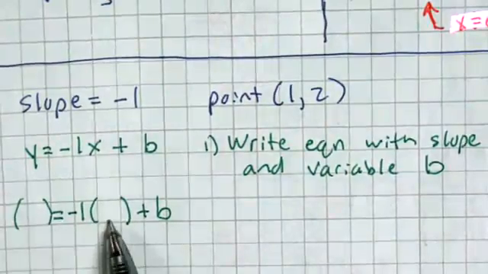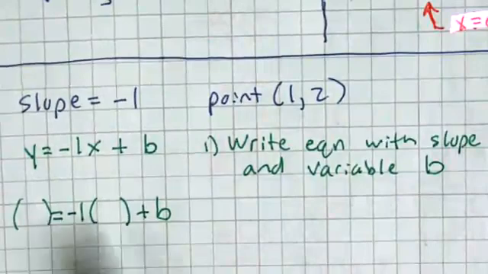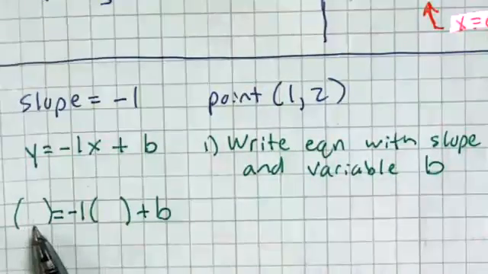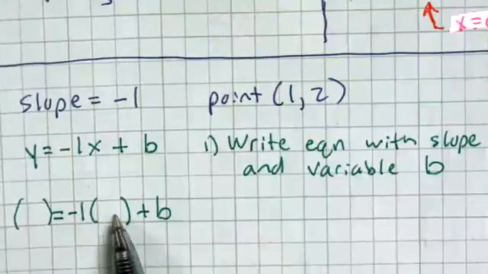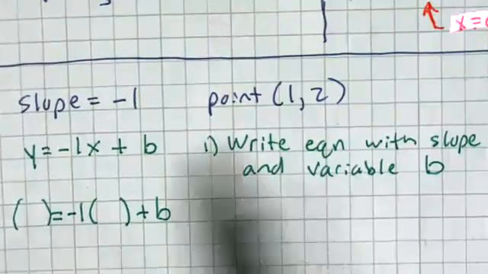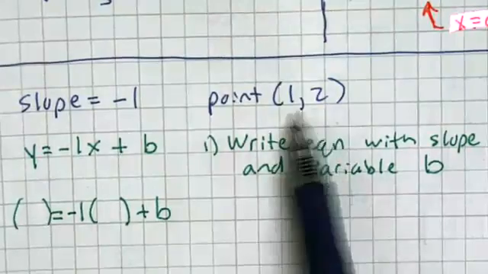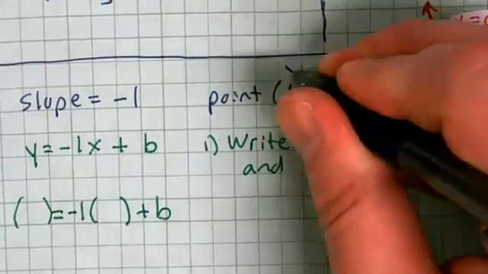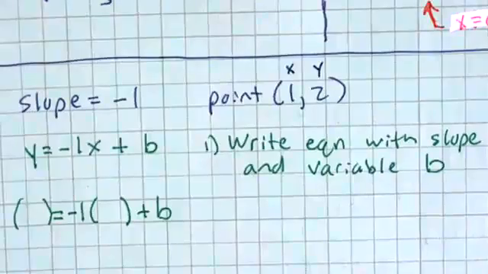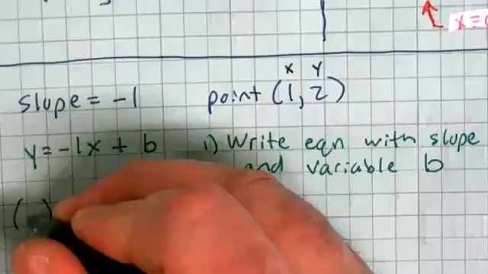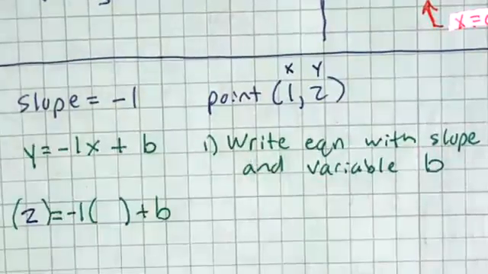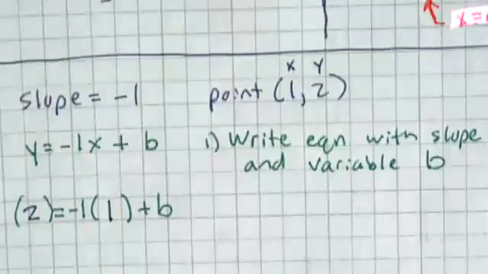Where the x was, I'm going to put 1. And where the y was, I'm going to put 2. Do you see where Montana's getting that from? You get it from this point right here, right? Because the x coordinate of this point was 1 and the y coordinate of that point was 2. So put the 2 in place where the y was, and put the 1 in place where the x was.